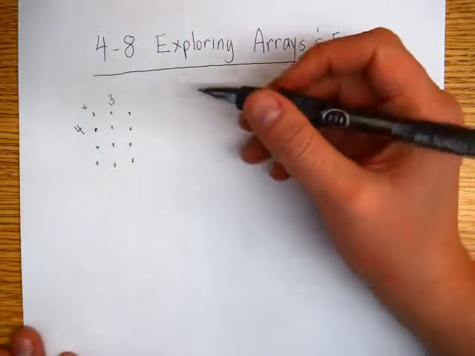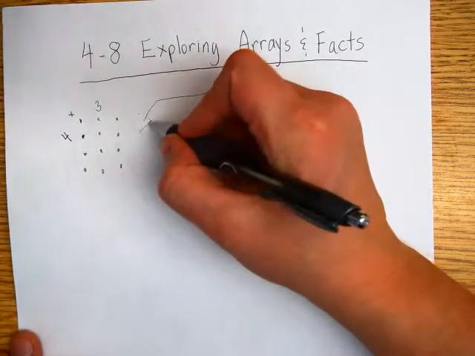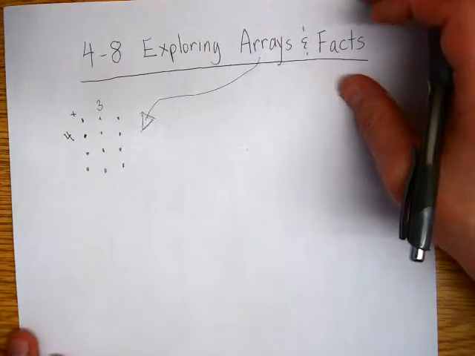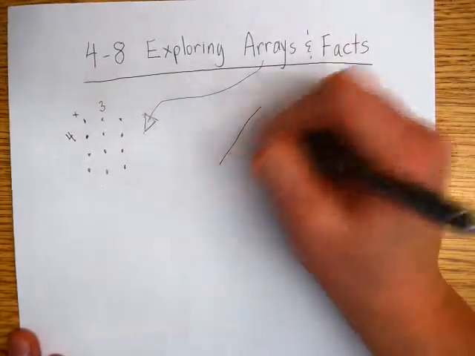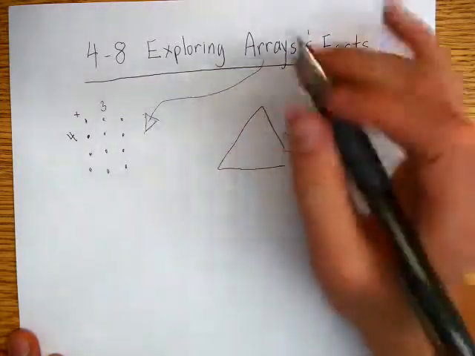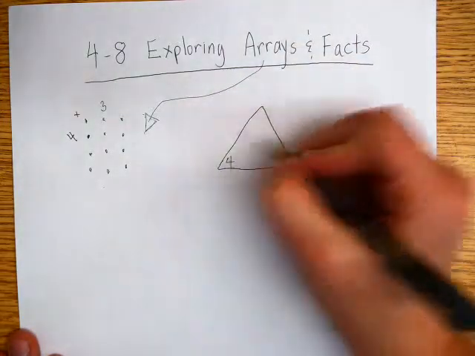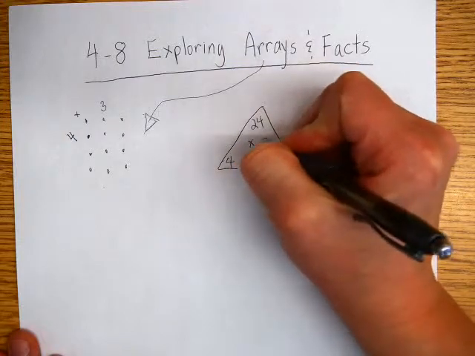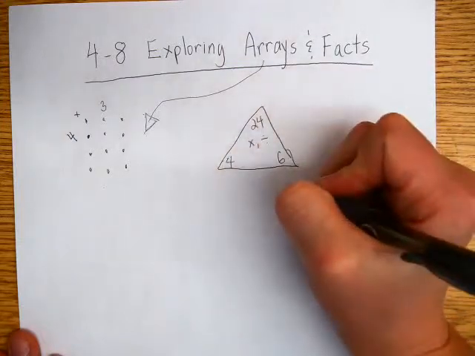And the skills that we want students to understand in this lesson, we want them to be able to look at a multiplication triangle and generate fact families. So if we have 4, 6, this would be 24. So it's like 4 times 6 is 24.